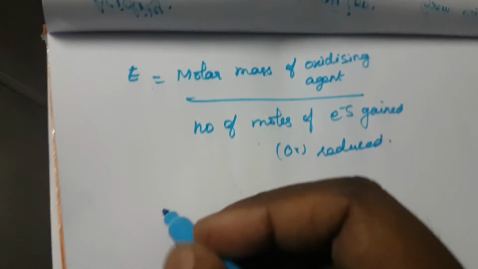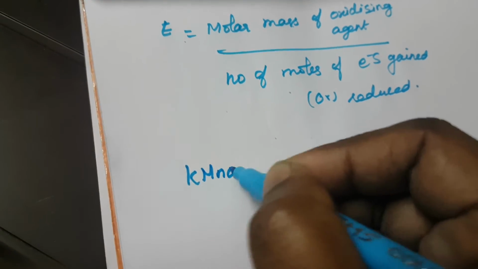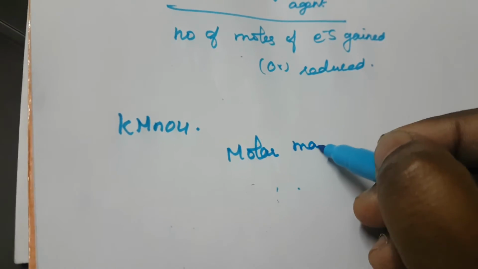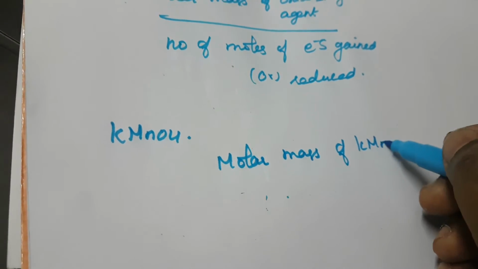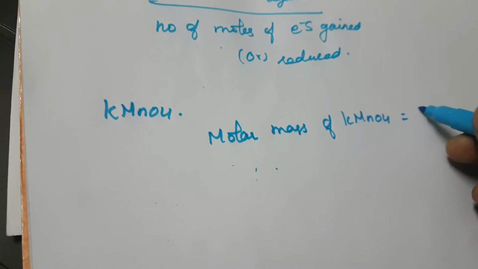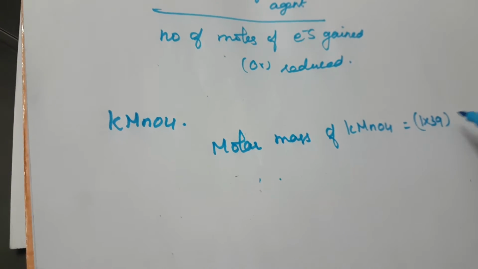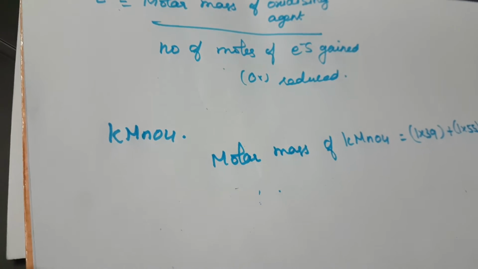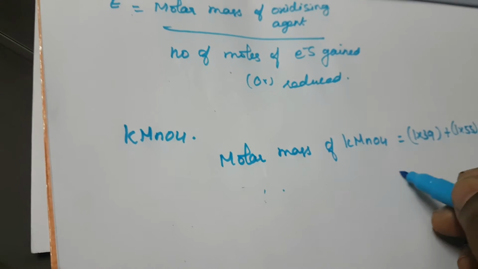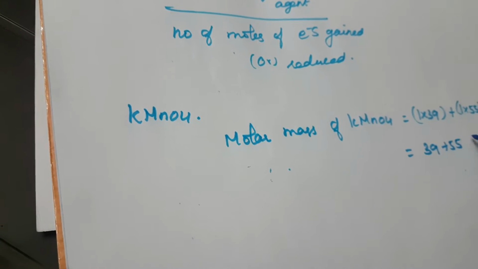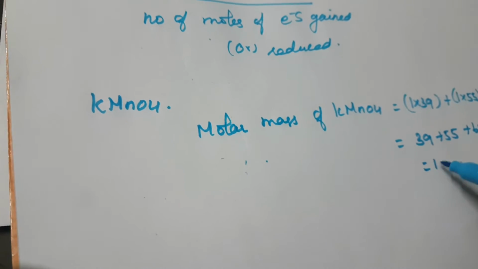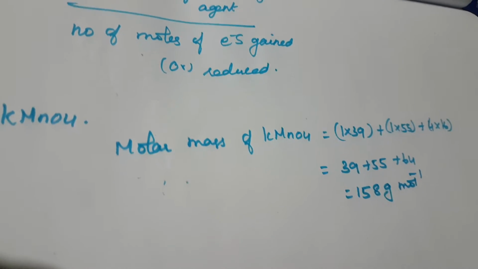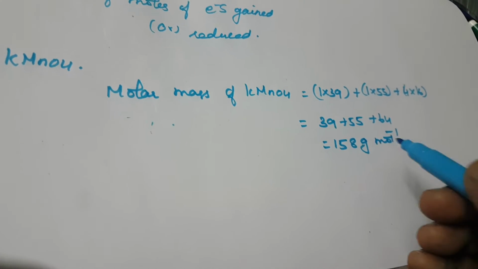KMnO4 is a powerful oxidizing agent, right? So how to calculate the molar mass of KMnO4? Potassium is 39, plus manganese 1 into 55, plus 4 into 16 for oxygen. So 39 plus 55 plus 64, and the answer is 158 gram mole⁻¹. That is in the acid medium. So this is the molar mass of potassium permanganate.